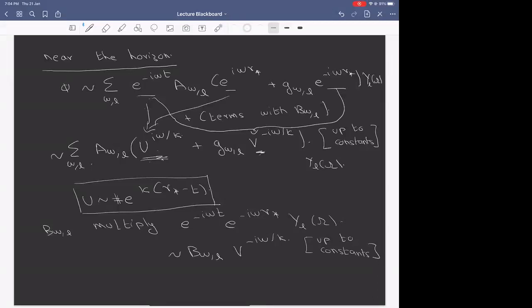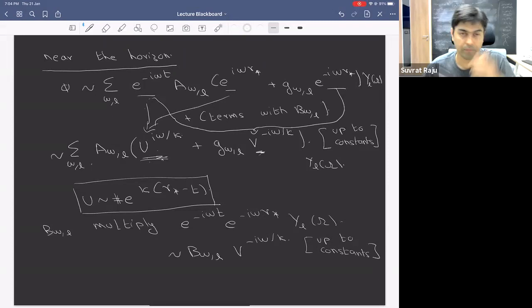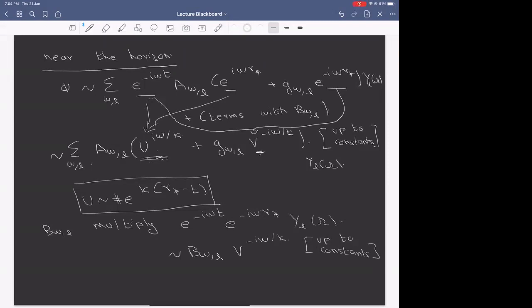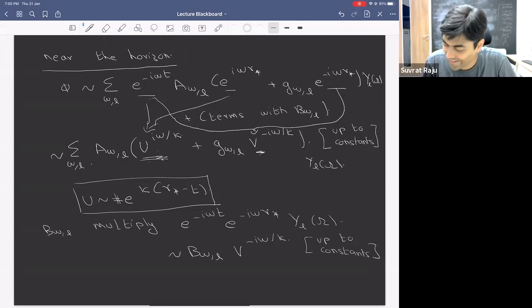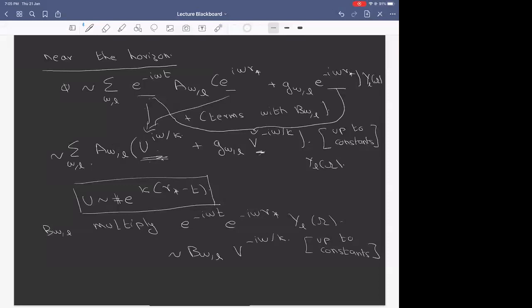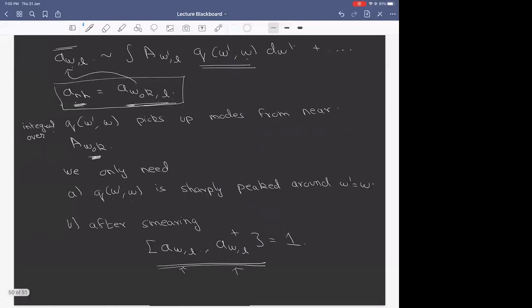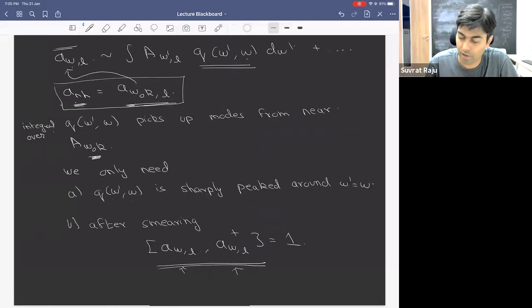Omega by k is dimensionless, not omega k. But then later on the frequency becomes omega k? No, it becomes omega naught k. So omega naught k now has units of energy. Omega naught is just some number which we use to define the near horizon modes. Omega naught k now has physical dimensions of energy.